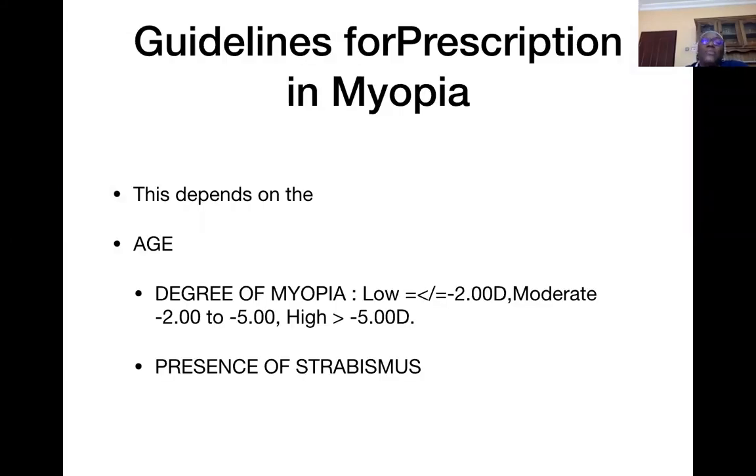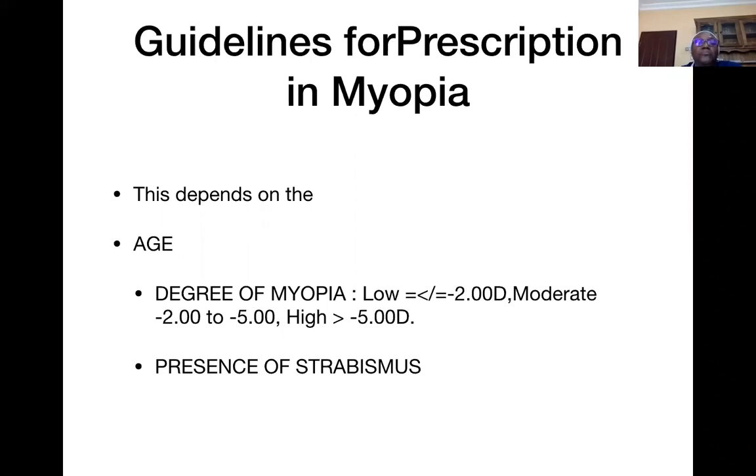So what are the guidelines for prescription in myopia? It also depends on the age. If the child is less than 3 years, as I told you, the vision of that child is near him. That means the world is near to him, not looking into any distant object. So even if you give glasses at that time, the child might not use it, but it's good to follow up because some might end up with high myopia. So it also depends on the degree of myopia, whereby you can have low, which is less than -2 diopters, moderate is 2 to 5, high is more than 5 diopters. And also the presence of strabismus, especially intermittent exotropia.